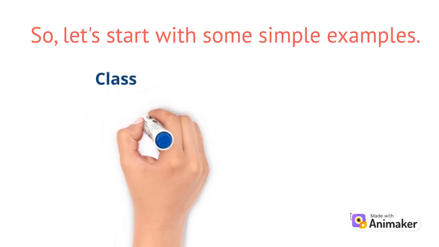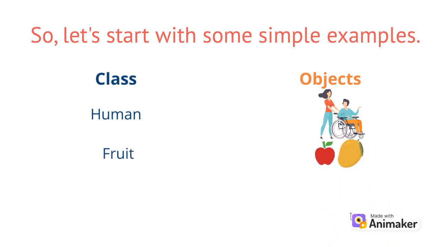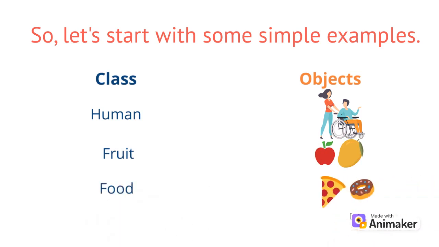Let's take an example of human class. Consider it as a category in which you can put man, woman and child. Similarly, there is a fruit class, and under this category you can put apples, bananas, mangoes as an object. Let's take another example of food. In real life there are many other subjects found of similar kind which is called a class.